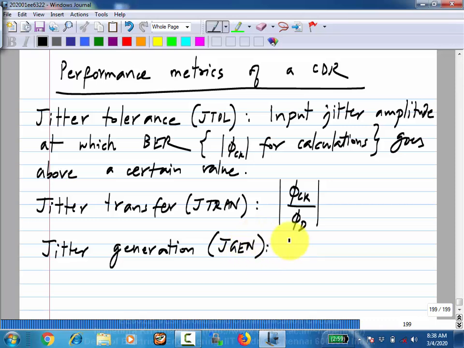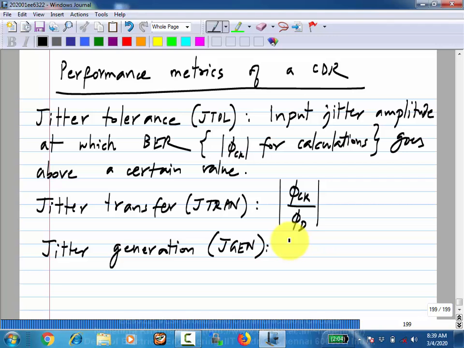If you apply a clean, jitter-free input data, the output clock will still have jitter. This is because of various reasons. One is of course the random noise in the charge pump as well as in the loop filter resistor, also the random phase noise of the VCO. That is one thing. And then a clock and data recovery circuit can have some systematic jitter generation. This is especially true for the bang phase detector that we will see.